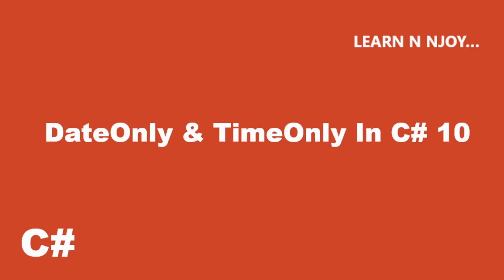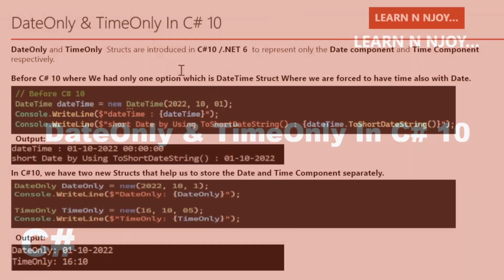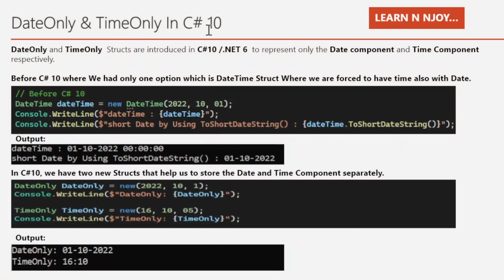Okay, without any further delay, let's get started. DateOnly and TimeOnly in C#. Before C# 10, whenever we wanted to use date in a C# program, we had only one option, that was the DateTime struct that gives us both date and time together.